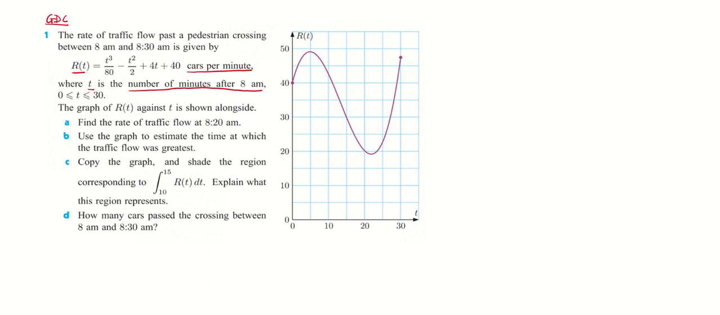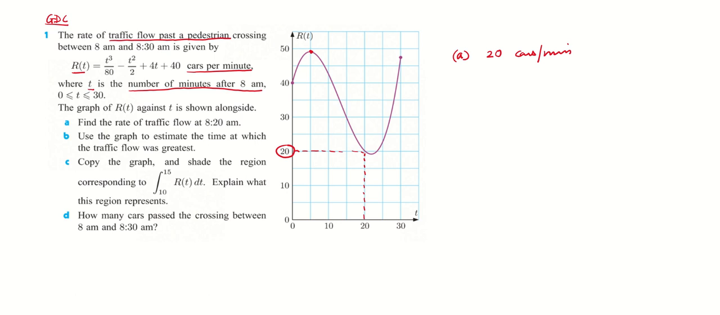So 8:20 means here. So you have to read the graph directly. So the rate, this is your first answer: the rate of traffic flow is 20 cars per minute. Okay, this is the 20 cars per minute passing a pedestrian crossing. Use the graph to estimate the time at which the traffic flow is greatest.